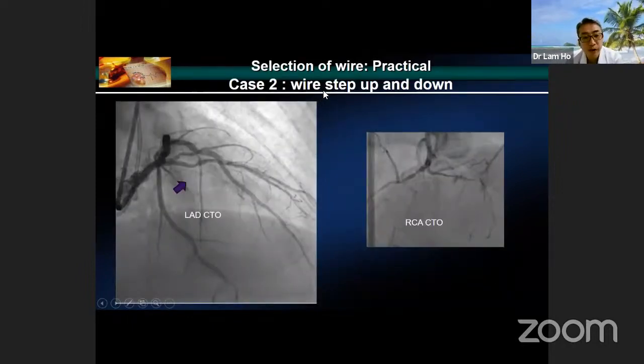And case 2 shows the step up and step down of wire. Sometimes, because of the stump of the CTO, particularly for Antegrade CTO PCI, the stump is usually stronger, more stiff. Sometimes you really need a very high penetration force to penetrate. For example, in this case, a LAD CTO with no stump, and a very, very old CTO. There's a big side branch over there.